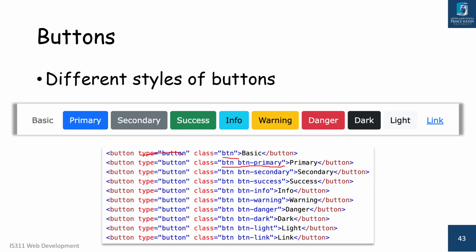And then if you look at the last one, this one is more like a hyperlink style: the basic button style, and then btn-link. Okay, and then here we have a light background color, dark background color, danger background color, and so on. Is it clear or not clear?